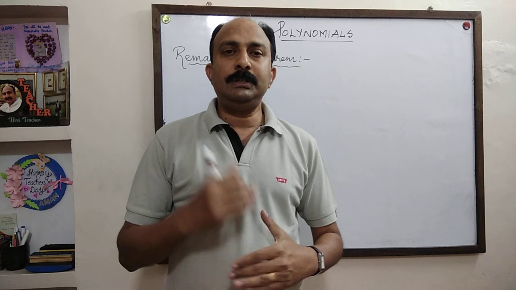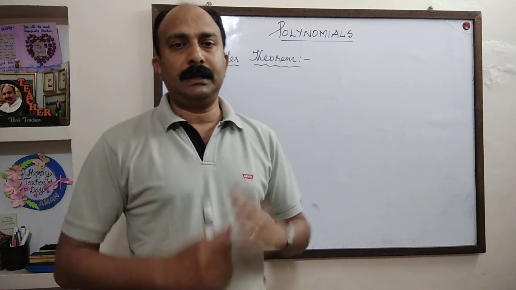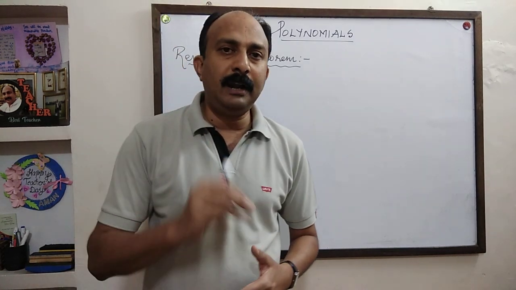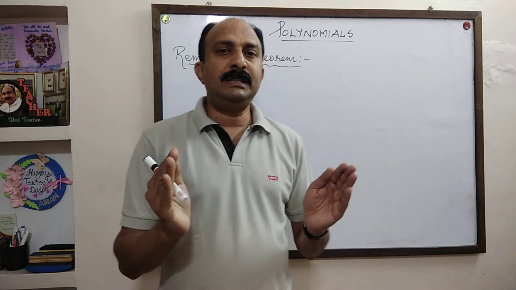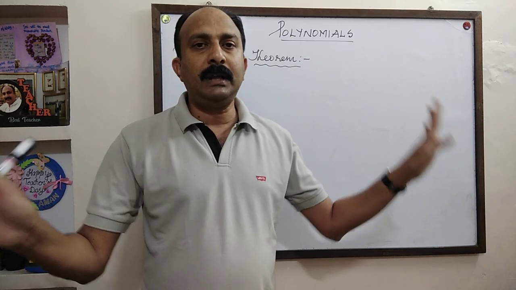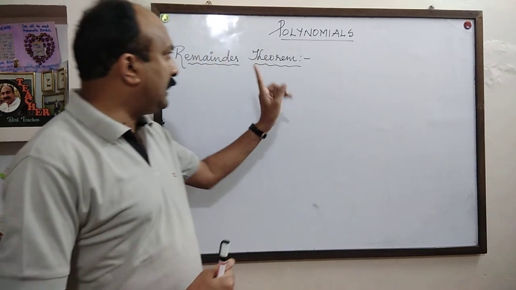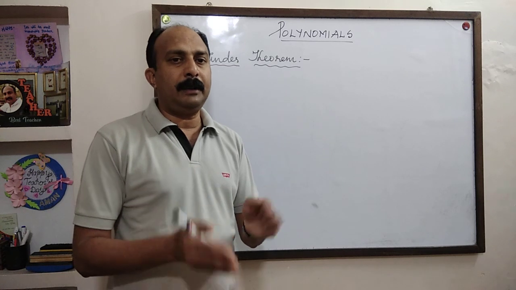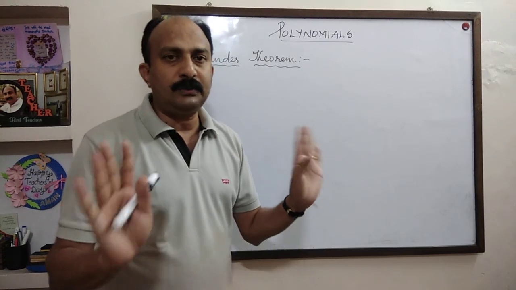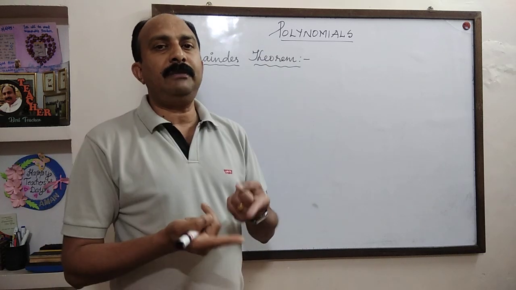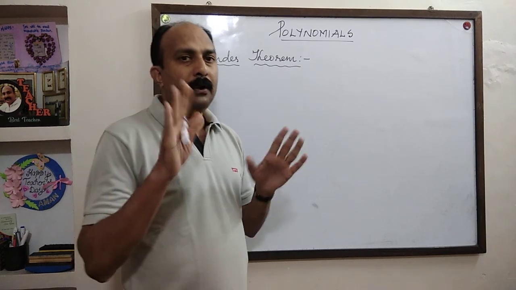Remainder theorem is used to find the remainder whenever a polynomial p of x is divided by another polynomial which is in the form of x minus a, means binomial, but without actual division. So using remainder theorem, we can find the remainder when a polynomial is divided by another polynomial without actual division. We won't be able to get the quotient, but we will straight away get the remainder. Now I am coming to the statement of remainder theorem.